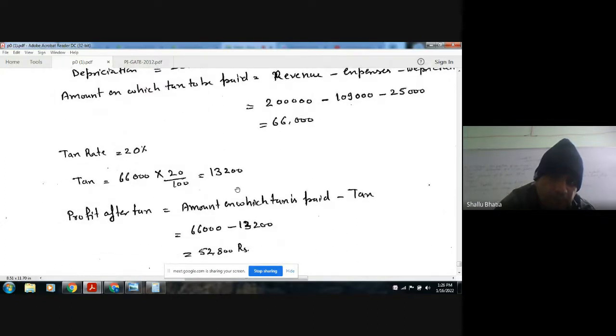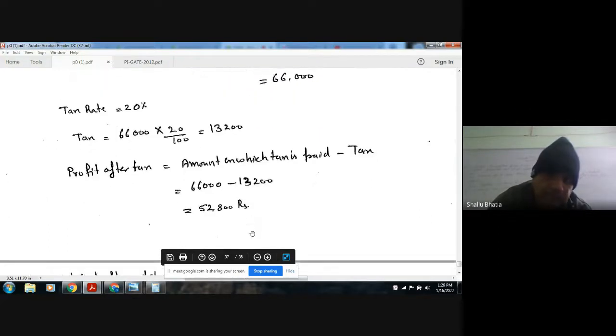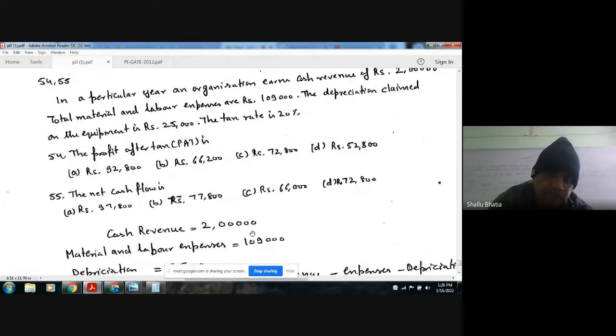This is the difference of total sale minus money spent, which is the money invested. So this is 66,000 minus the tax. The profit is nothing but revenue minus expenses minus depreciation minus tax. So this is 52,800. The answer is 52,800, option B.